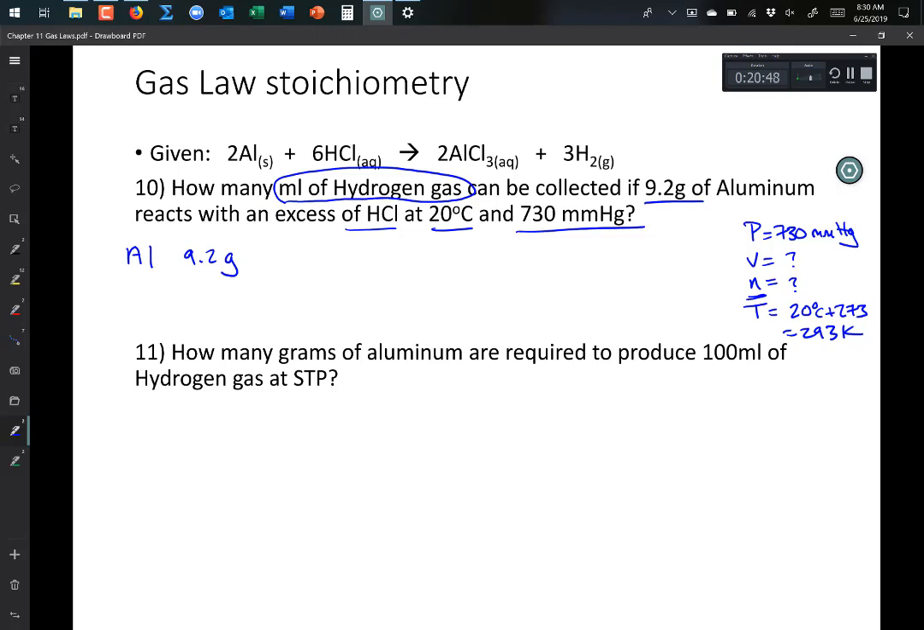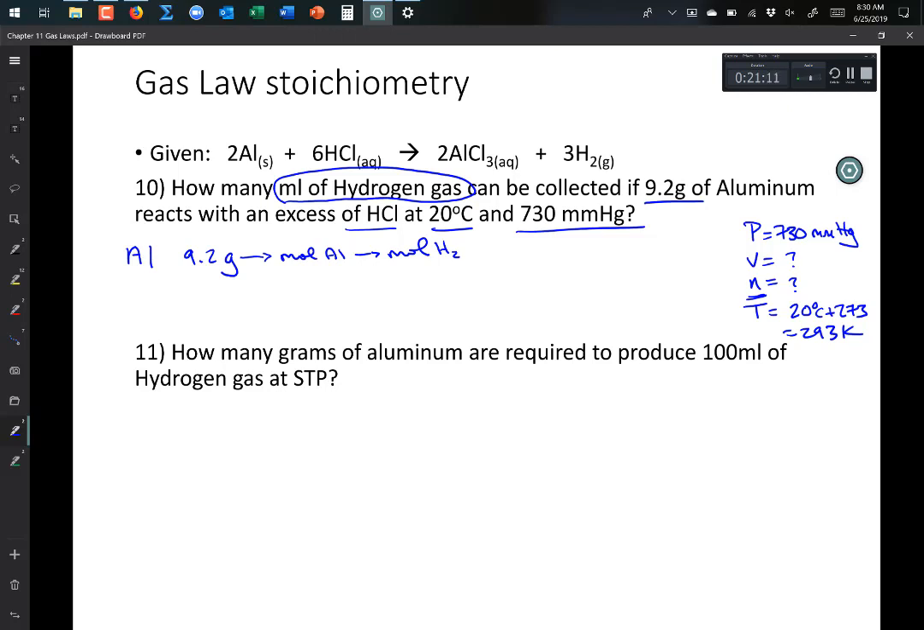This is where the stoichiometry comes in. I'm going to take the grams of aluminum. I'm just going to write the little map here. Grams of aluminum, moles of aluminum, to moles of hydrogen. And once I have the moles of hydrogen, I can stop, because that's what I need to calculate its volume at those conditions. So I'll just plug that in.